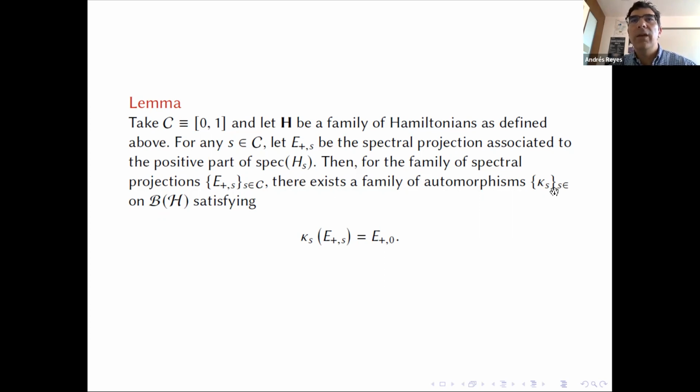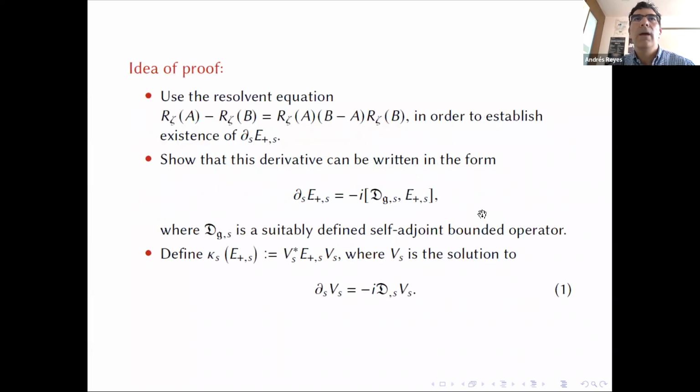Then the automorphisms we will construct satisfy this property. Somehow they allow us to shift the spectral projection at one point S to the spectral projection at another point S. So they are all connected. And this is what we use to show that the index has to remain constant.